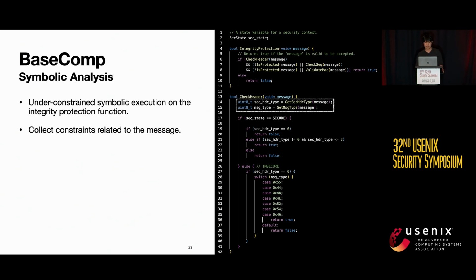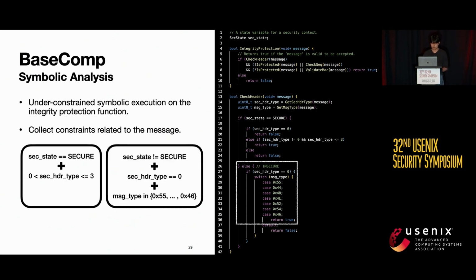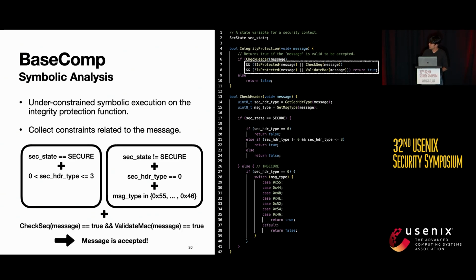Taking a look into the called check header function, it first parses the security header type and message type from the message. Then if the security state is secure, the function returns true if the security header is not 0 and smaller or equal to 3. And if the security state is not secure, the security header type has to be 0, and the message type has to be one of the values in the cases here to return true. Then with the other verification functions also returning true, the message would be considered accepted.